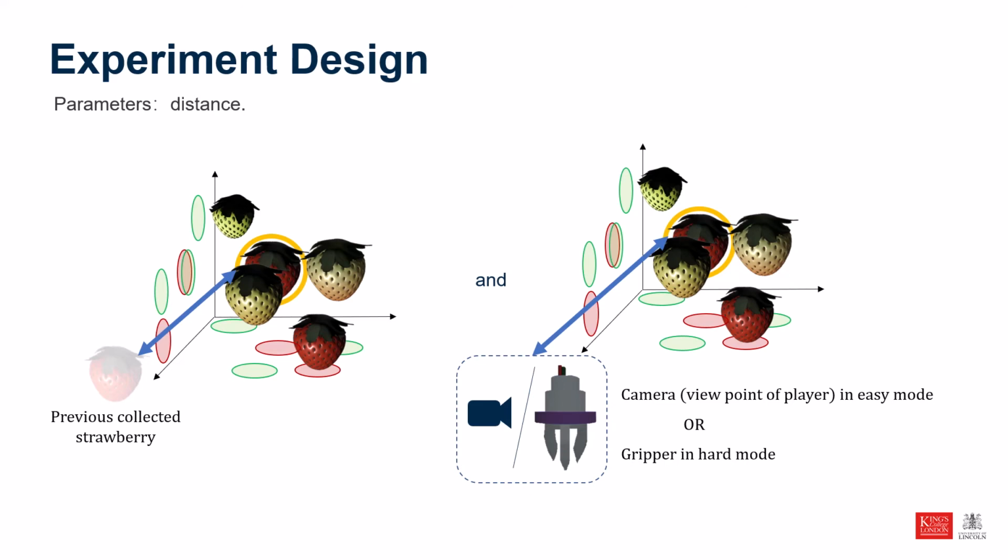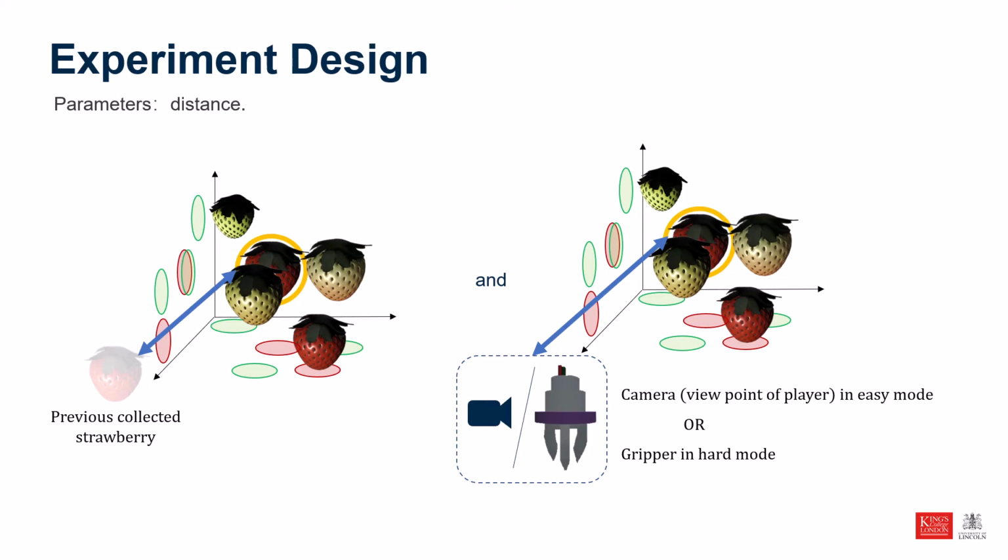The distance from the previous collected strawberry to the target in three-dimensional space, and the distance from the player to the target in three-dimensional space. Left here, the strawberry in the yellow circle is the target strawberry, and this grayish shadow strawberry is the previously collected strawberry. It's an example to show how to calculate the distance from the previous collected strawberry to the target.